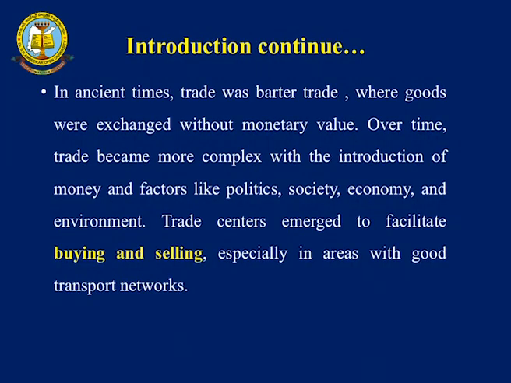What do you mean by trade centers? Trade centers are nothing but places where trade is done. What do you mean by trade? Again, buying and selling, isn't it? Buying and selling, especially in areas with a good transportation network.